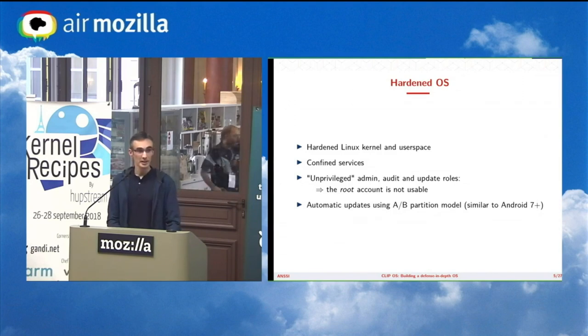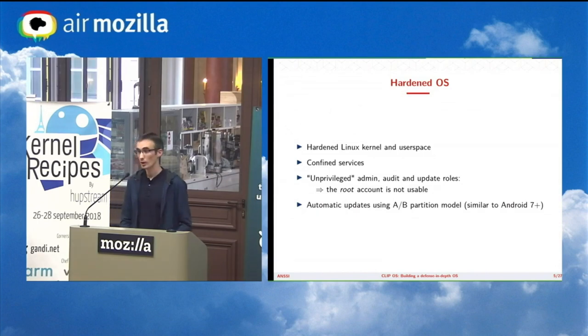The audit role is dedicated to gathering information from the system, mainly system logs. The update role is dedicated to installing applications and configuring the update mechanism, but it is not allowed to install anything, only a whitelist of applications. The update mechanism is pretty similar to Android and Chrome OS, so it is based on an A-B model, which makes it pretty resilient.